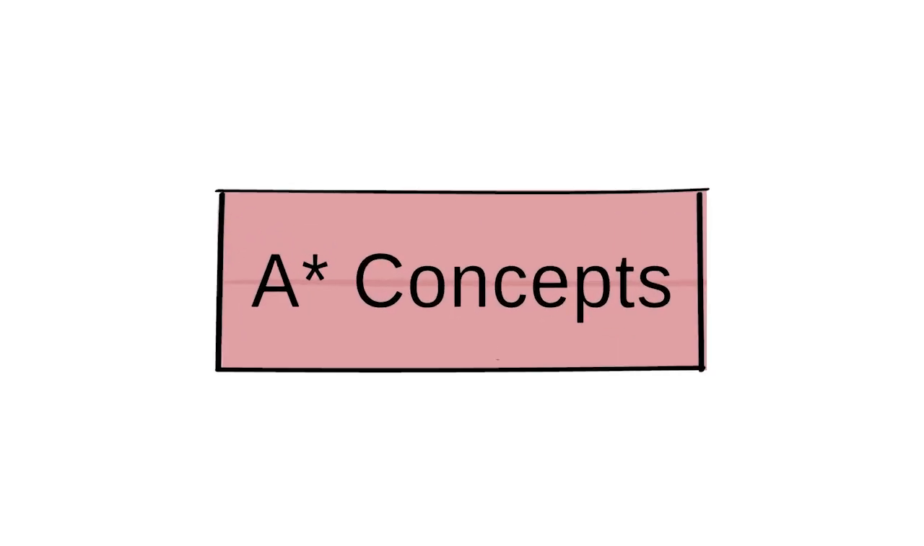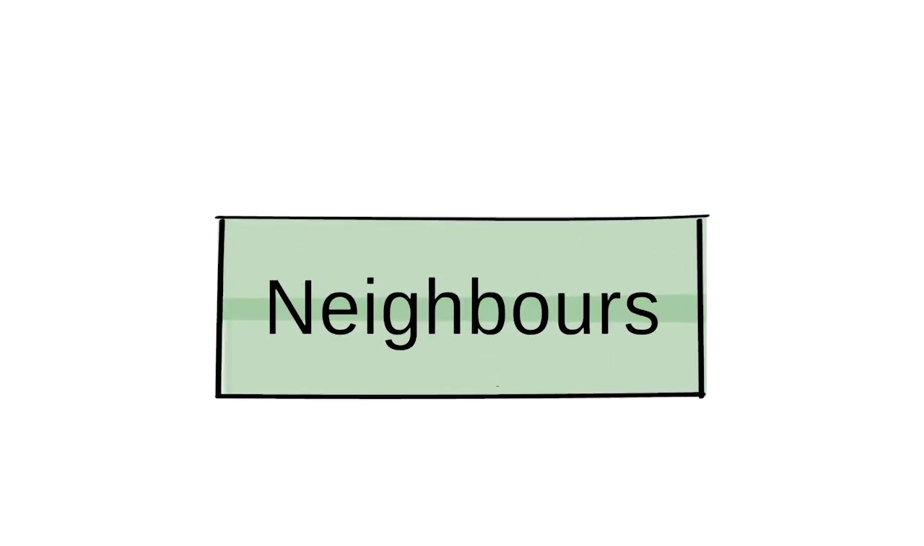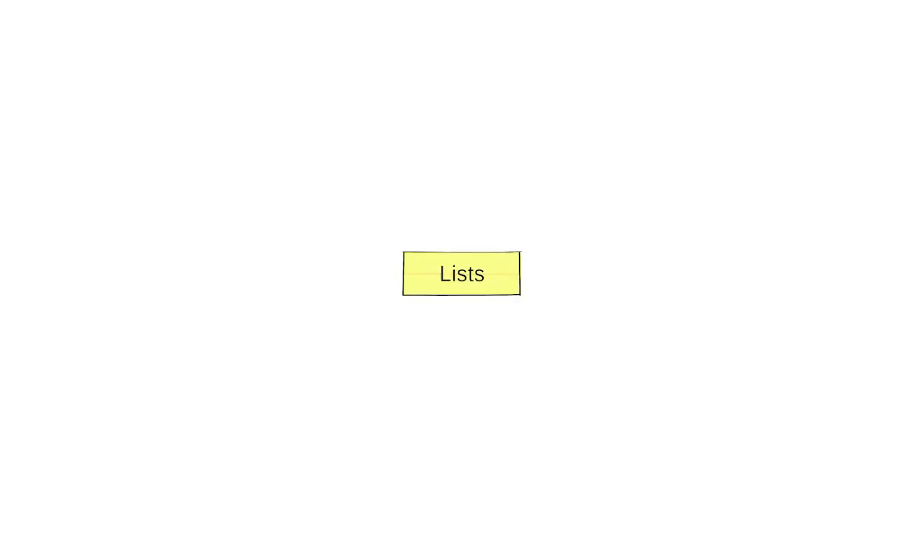I appreciate there was a lot of information there and a lot of new concepts, so let's explore some of those. First off, we have neighbours. These are simply the neighbouring cells on the grid. These can be in all 8 directions, or maybe just in the cardinal directions if that's what your game requires.